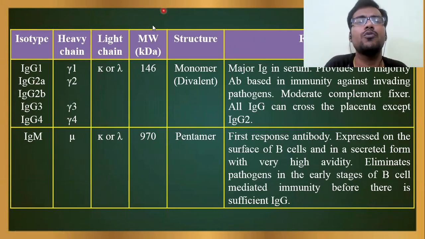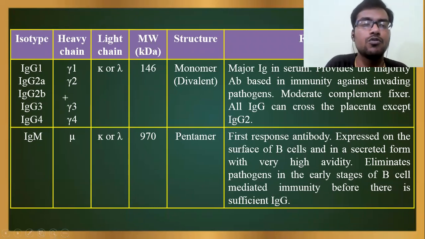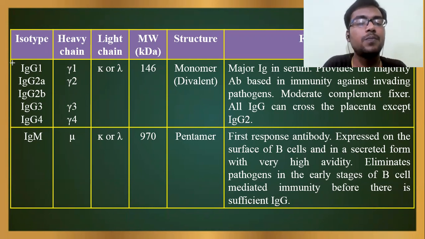Then comes immunoglobulin G. There are four types of heavy chain in the case of immunoglobulin G, or antibody G. Depending upon the four types of heavy chain, there are five types of isotope of immunoglobulin G. In the case of immunoglobulin G1, IgG1, the heavy chain is gamma 1 and the light chain is kappa or lambda. The molecular weight is about 146 kilodalton.